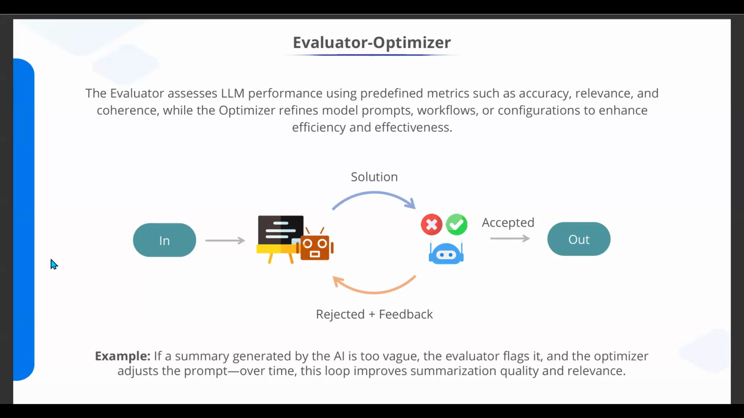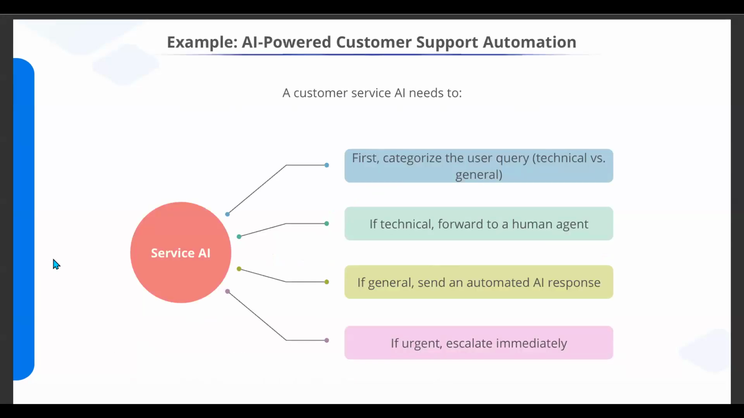Fine. Next, you can see a very good example, AI-powered customer support automation. A customer service AI needs to first categorize the user query, whether it is technical or general. If technical, forward it to a human agent. If general, send an automated AI response. And if it is urgent, escalate it immediately, either by arranging an automated call or something else. That way, the AI-powered customer support system will work.